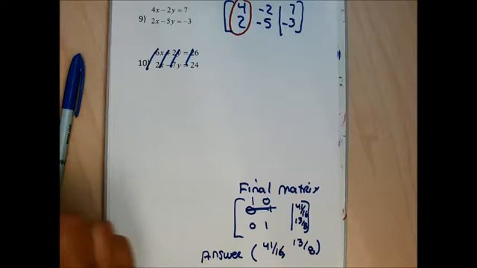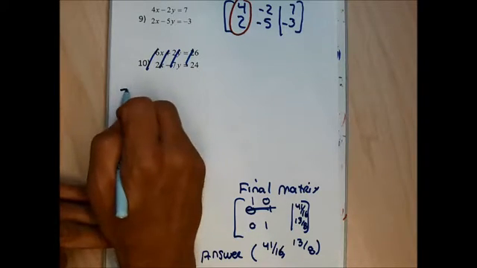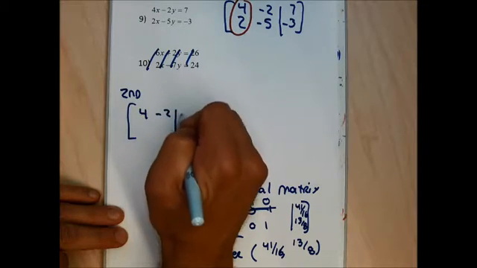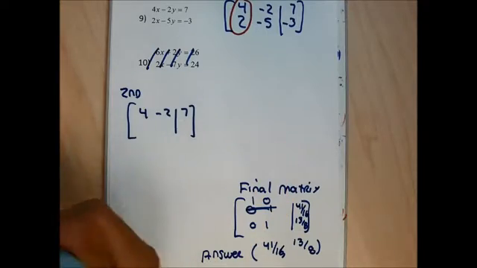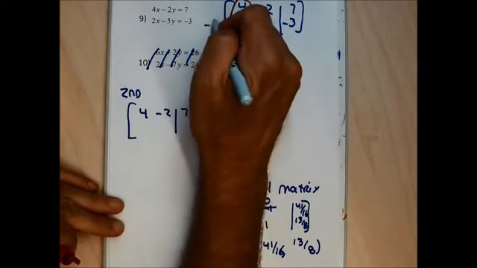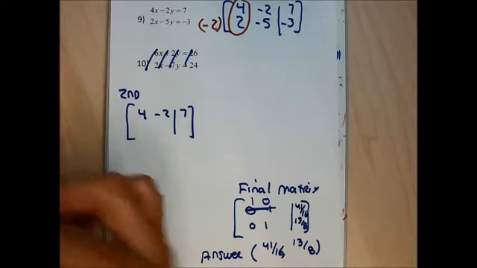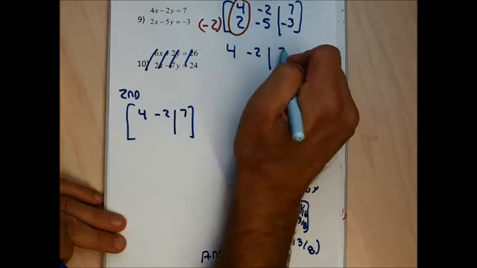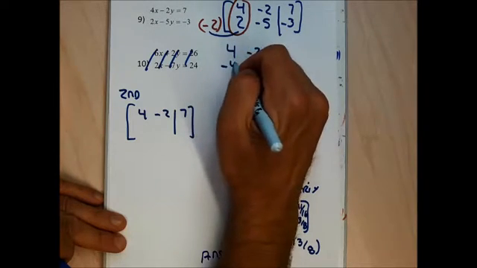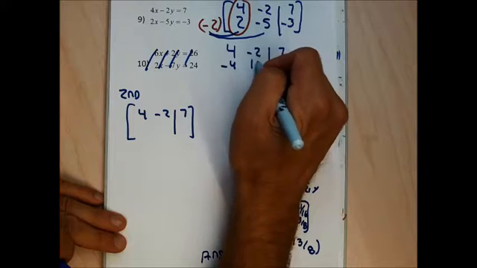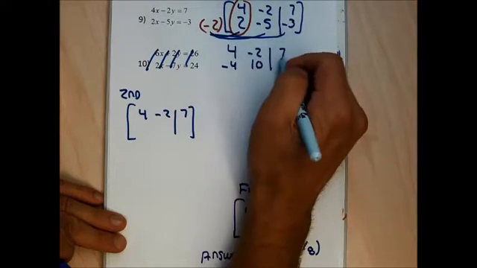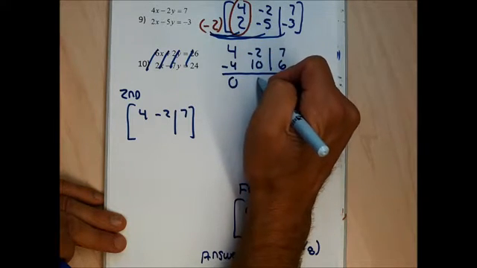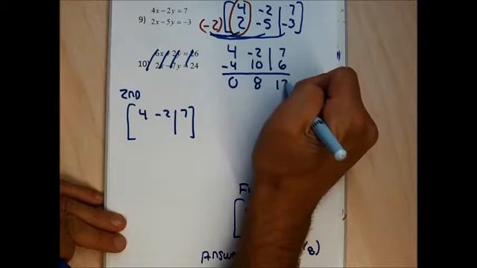So when I go to do my second matrix, the top row is going to remain 4, negative 2, positive 7. I'm going to eliminate the x's by multiplying the bottom by negative 2. I'm going to write 4, negative 2, 7, and then negative 2 times 2 is negative 4. Negative 2 times negative 5 is positive 10. Negative 2 times negative 3 is positive 6. Combine, get a 0. Combine, get an 8. Combine, and get a 13.